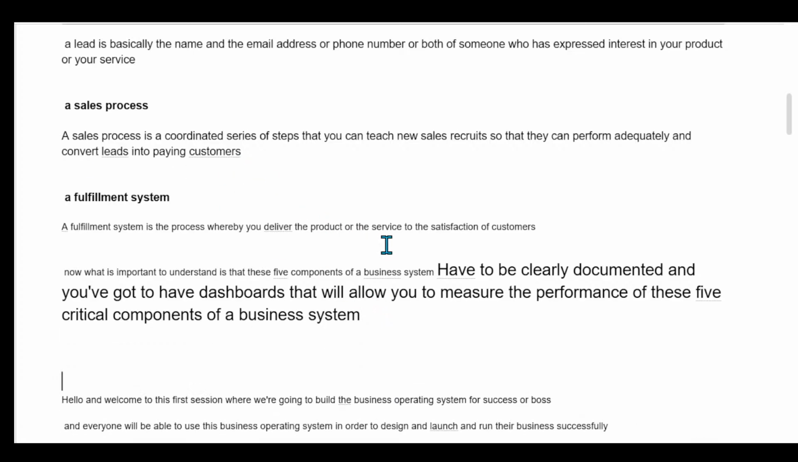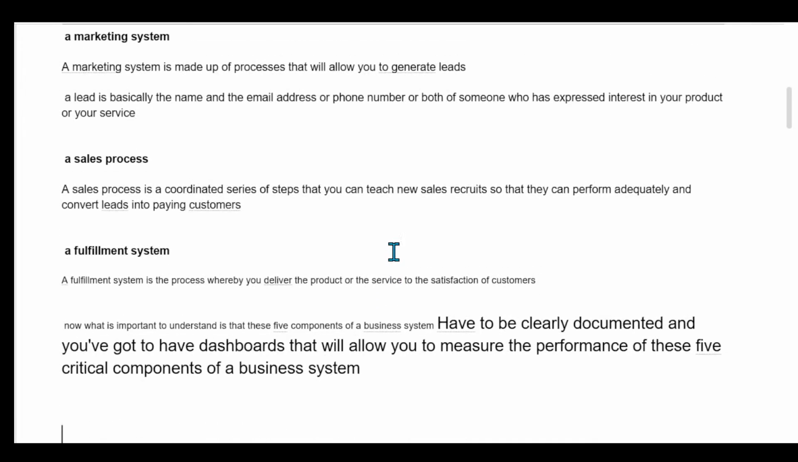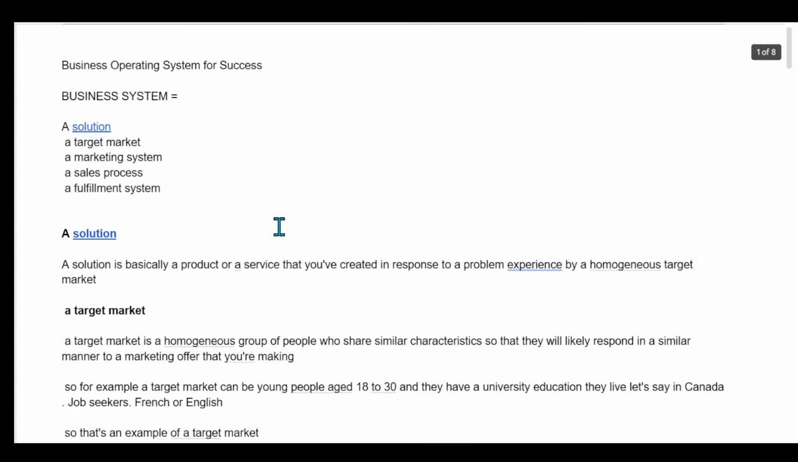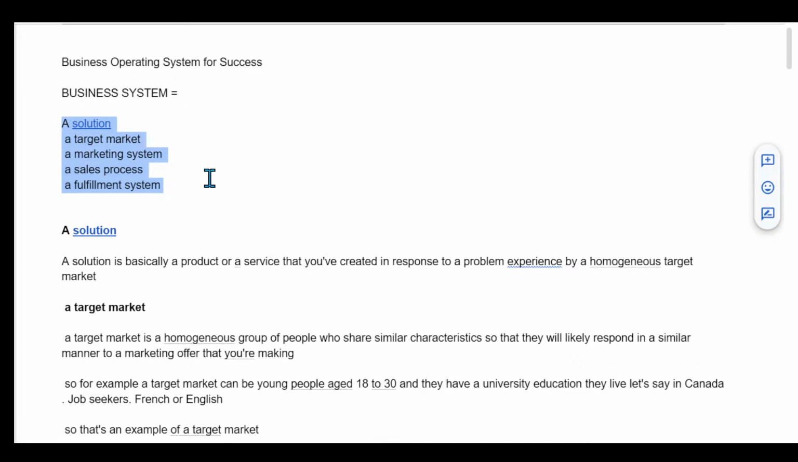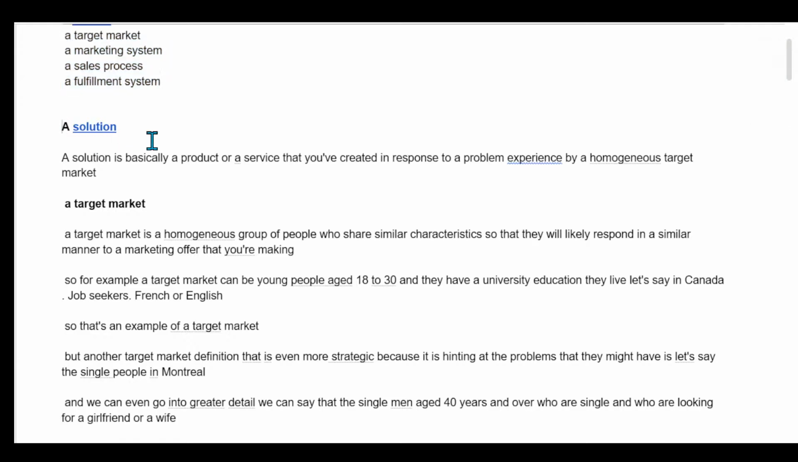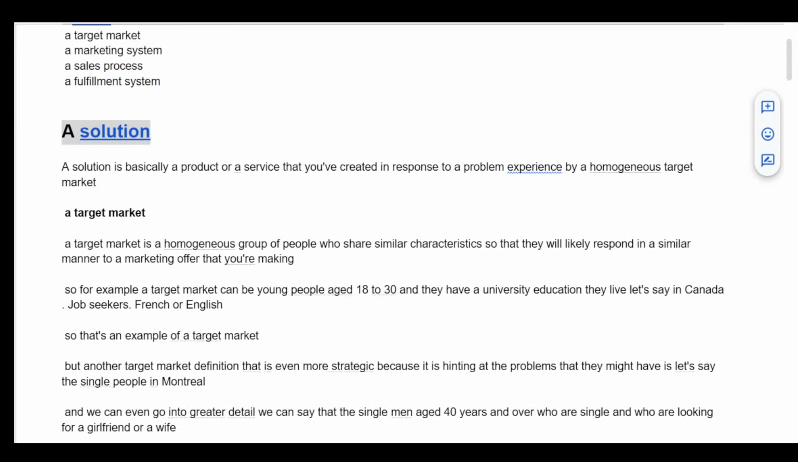So I'm sorry about the formatting. Here I'm just verbalizing my thoughts so that you can see on the screen how this business operating system will develop. But basically, in a nutshell, you have 5 components that you really have to think strategically about so that you can develop them. So here you can see these 5 components. I'm just going to increase the size here.